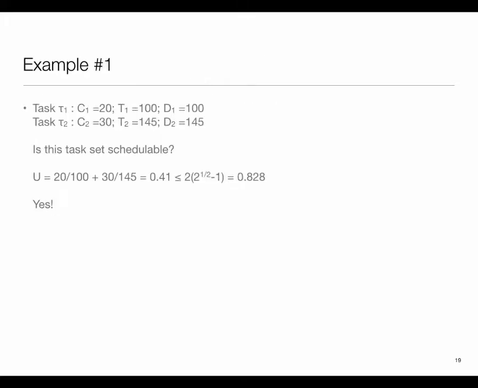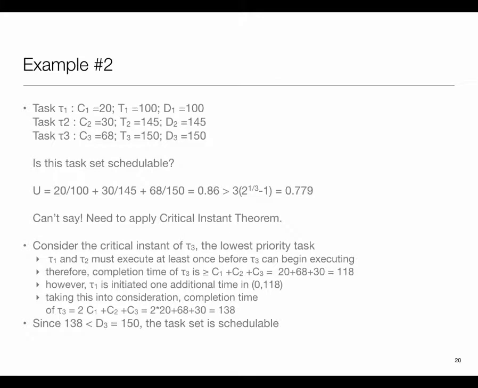Let's look at another example. Let's say I have these two tasks. The first one has a period of 100, the second one has a period of 145. Their computation times are 20 and 30. Is this task set schedulable? I do a processor utilization and I get 0.41, which is less than what the formula tells me for n equal to 2, and therefore it is schedulable.